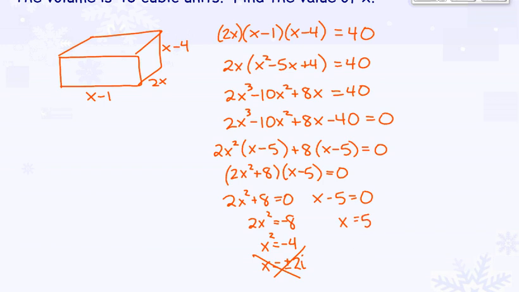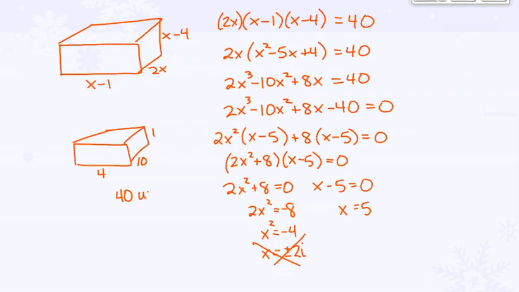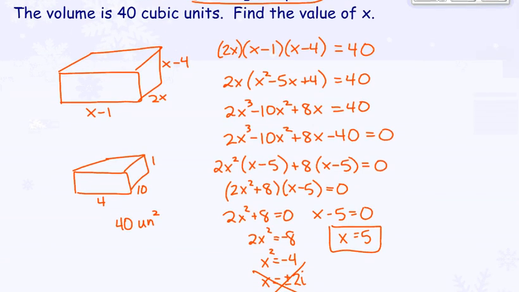Let's go back and look. Could the box have dimensions? 5 minus 1 would be 4, 2 times 5 would be 10, and 5 minus 4 would be 1. 4 times 10 times 1 would be 40. So 40 cubic, what were they? Inches, units? Units. 40 cubic units. So that seems to make sense. So x is 5, and the problem just said find the value of x.